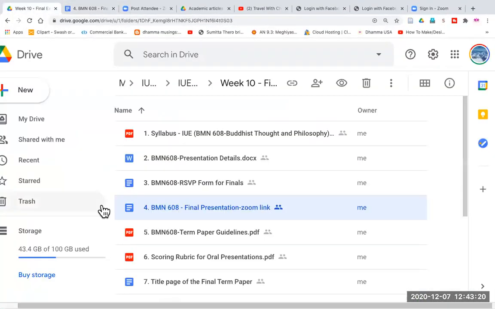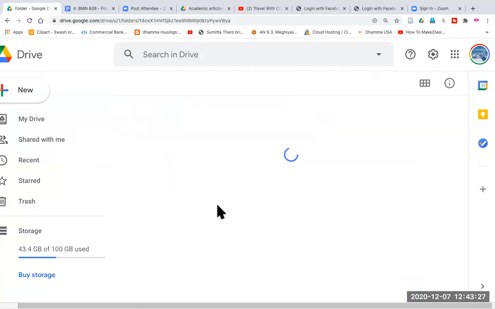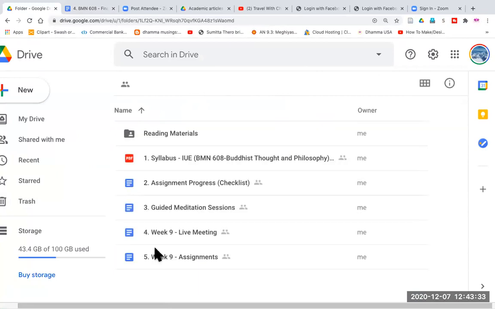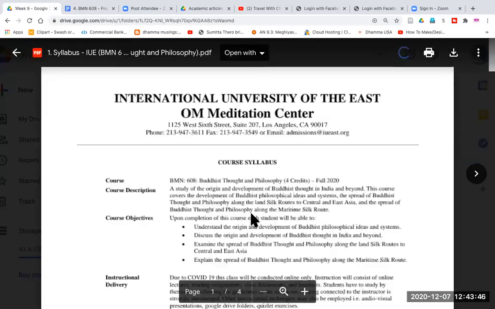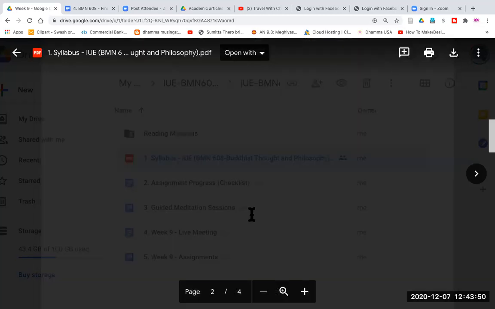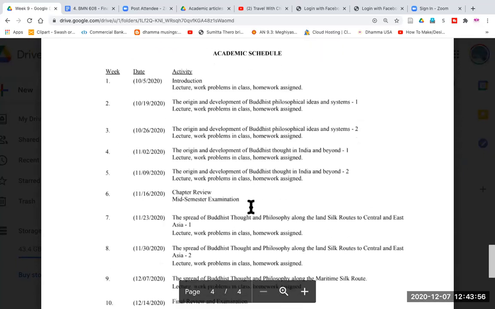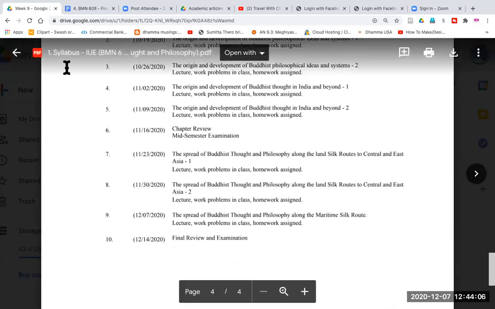This is our Google Drive folder for week 10. And this is the Google Drive folder for week 9. In the week 9 folder, maybe I will start with this. This is the syllabus, number one. And over here we can see the last class prior to our final examination, the spread of Buddhist thought and philosophy along the maritime silk route.